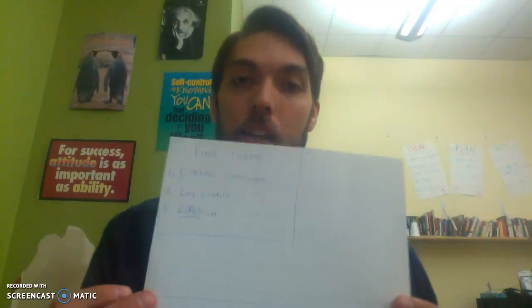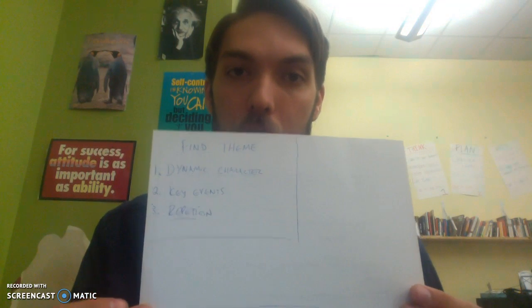So when I ask you, what is the theme? You'll get that right. The question that you'll have more trouble with, which is also part of the standard, is, and how does it develop? Okay? And whenever you answer a question like that, you need to mention these three, right? The dynamic character, the key events, and repetition.